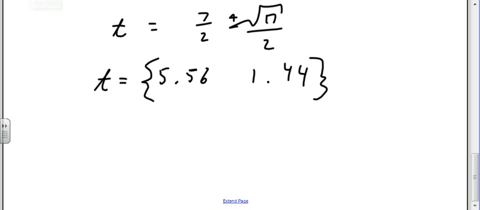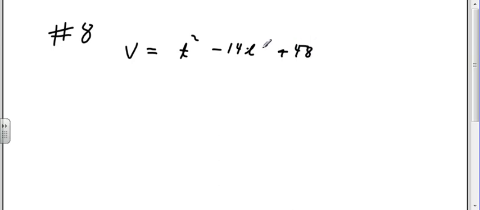All right. Number 8. I have a variable voltage. Voltage is equal to t squared minus 14t plus 48. Now, can I have a voltage that looks like that?